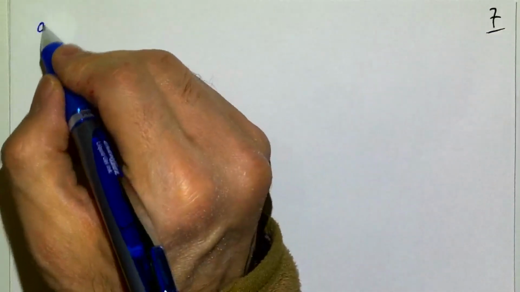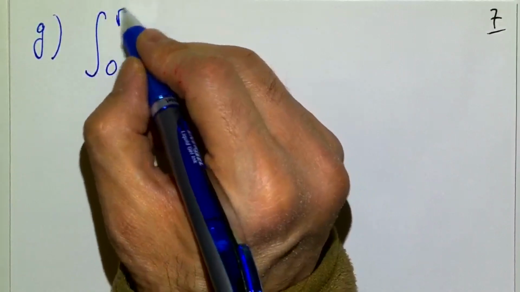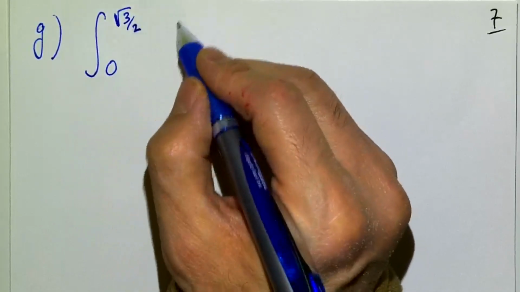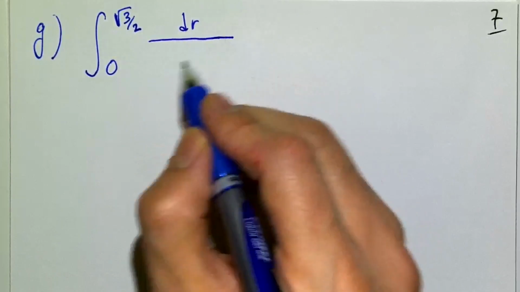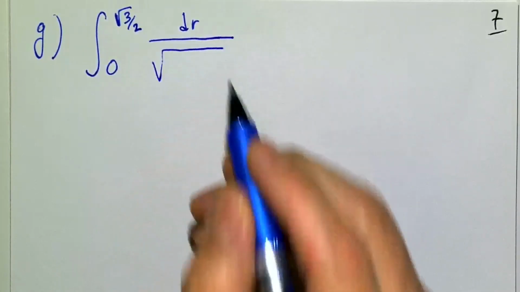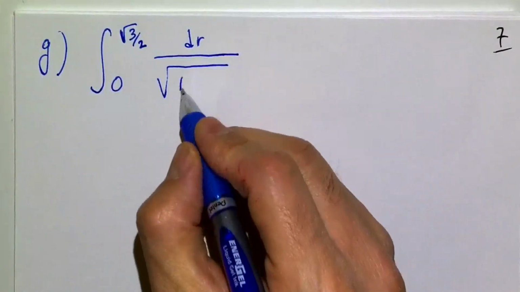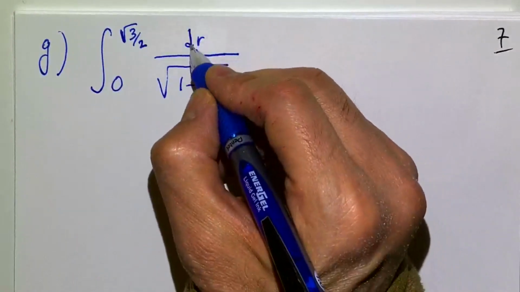Another example. Suppose we have the definite integral from 0 to square root of 3 over 2 of dr over square root of 1 minus r squared. So dr is right here, right?